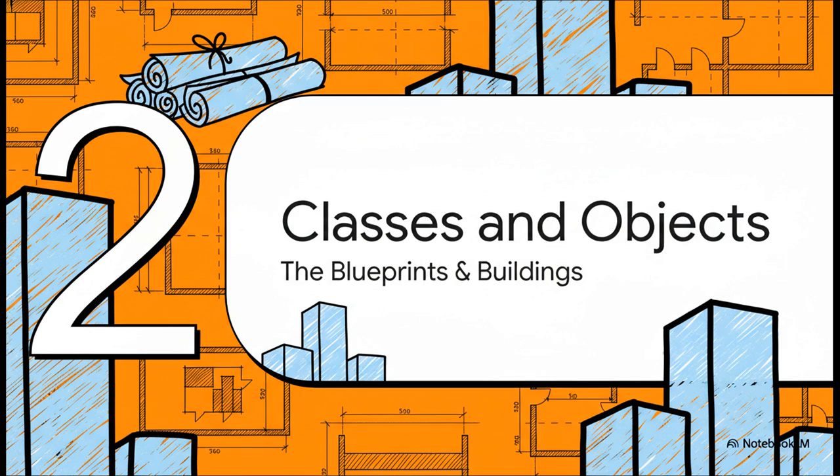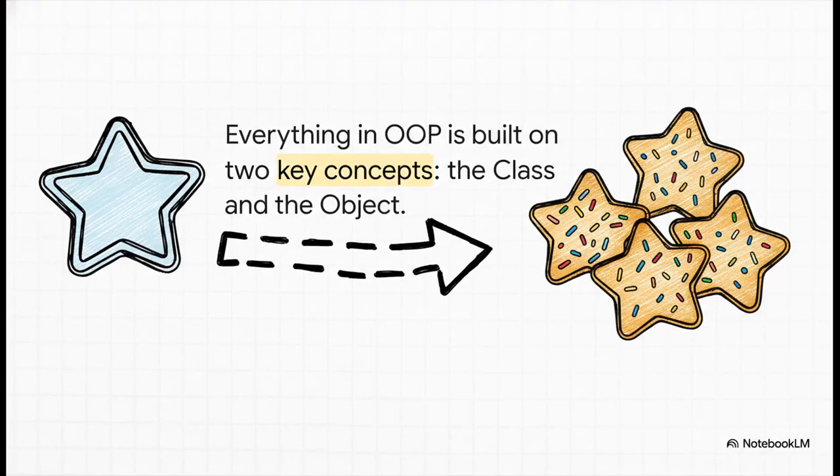Now, to really get OOP, you have to get your head around its two most important pieces, classes and objects. The best way to think about them is like this. One is the blueprint, and the other is the actual building you construct from that blueprint. And I'm not kidding, understanding the difference here is like the first major hurdle. Once you get this, everything else starts to click into place. One is the template, and the other is what you make from that template.